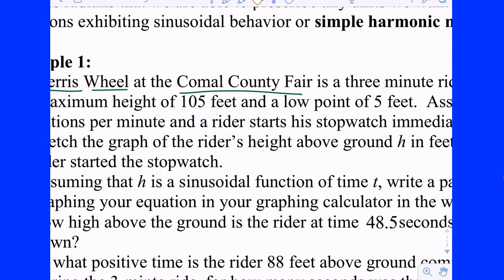Anyone ever ridden the Ferris wheel at the Comal County Fair? Yeah, you have. It's one of those romantic rides, yeah? When you get up there to the top, you could actually see the roof of the library. You're like, oh, there's that Frisbee.